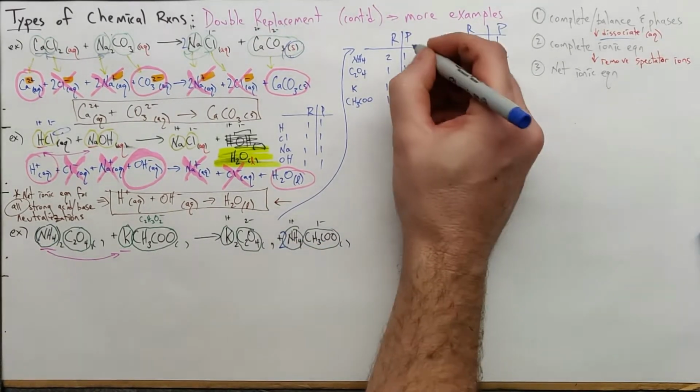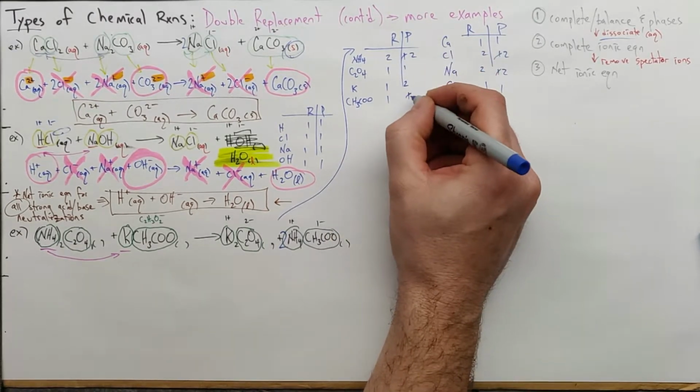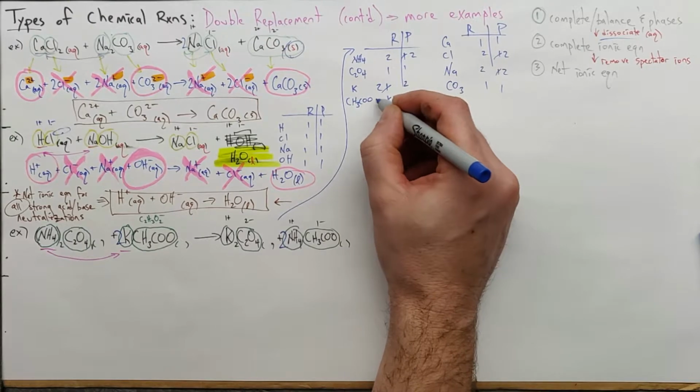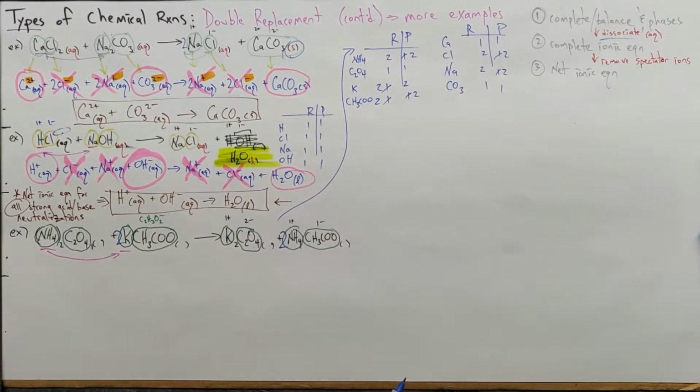We can put a 2 right there. That fixes it, but it screws up the acetates. But that's okay, because if I put a 2 right there, it will fix both my potassiums and my acetates in one fell swoop. Okay, we need to add some phases.